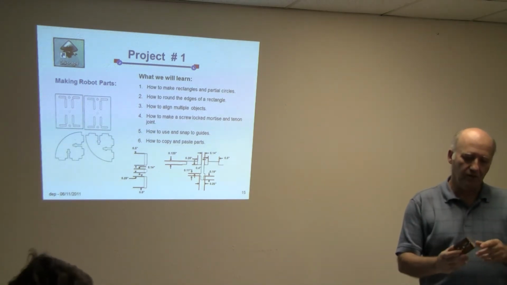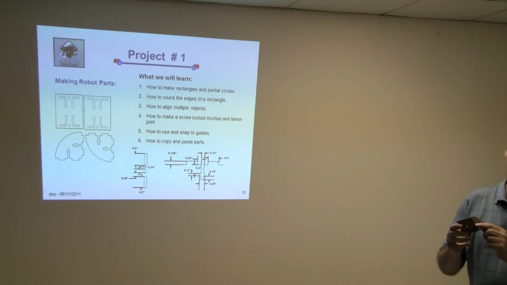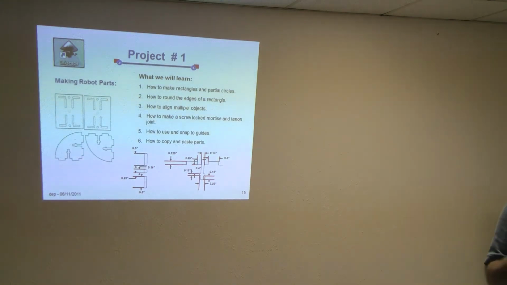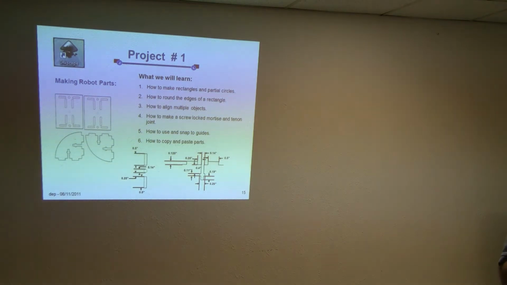There's a couple of things that we're going to do. This is a screw-reinforced miter tenon joint. And that's one of the ones that we're going to make templates for so that you can make those very quickly. Boom, boom, boom, boom, boom. And that's what you want to be able to do. And you can see it's really good for 90 degree turns. Okay.